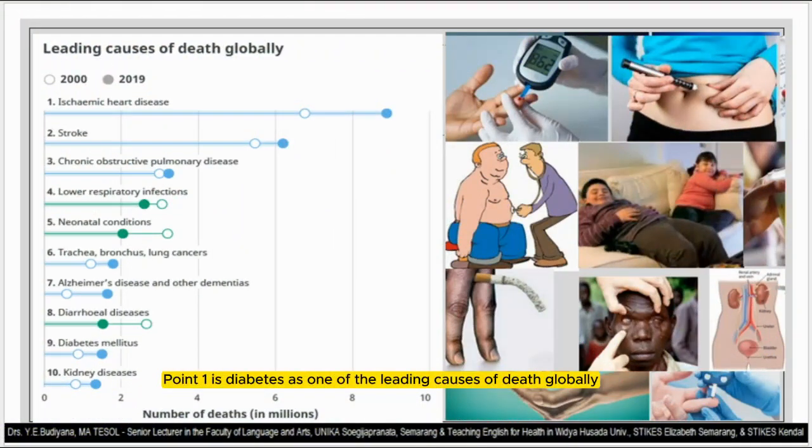Point 1 is diabetes as one of the leading causes of death globally. Diabetes mellitus, the 9th leading cause of death globally, is connected to the hospital load. Hospitals often have a big number of diabetic patients seeking diagnosis, treatment, and care.